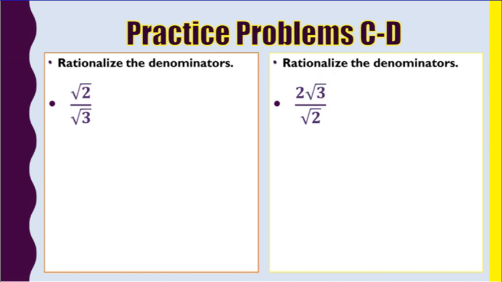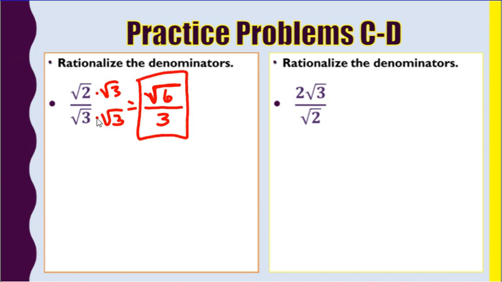Next, rationalize these denominators. So multiply this by the square root of 3 times the square root of 3. We end up with square root of 3 times the square root of 3 is 3. Square root of 2 times the square root of 3 is the square root of 6. I cannot simplify 6 and 3 because this is a square root of 6, not 6. So this would have to remain as a square root of 6 divided by 3.